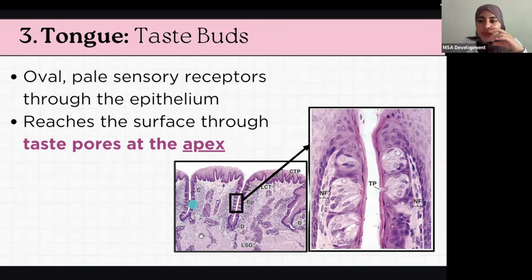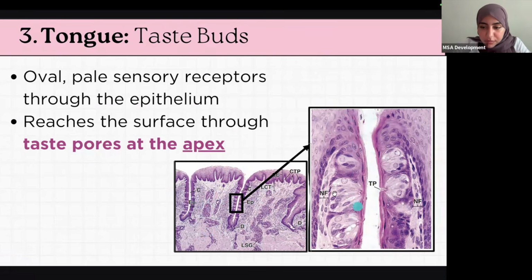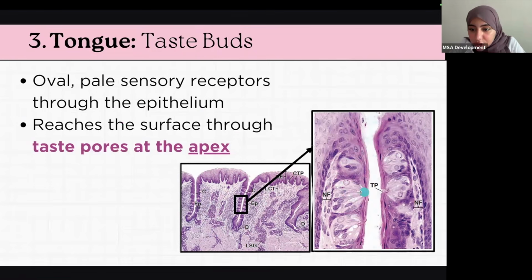So this is still epithelium. It's just projecting into it. It's not columnar. This is not columnar if you get confused. But along in the epithelium, inside of it is shoved a bunch of taste buds. And there are little pores, and they're called taste pores.